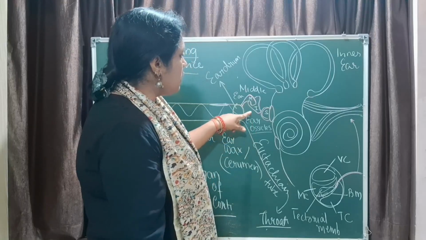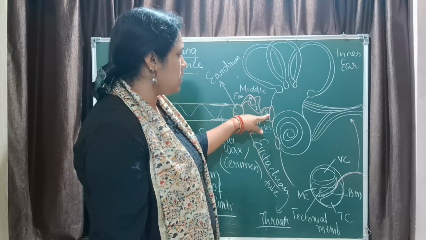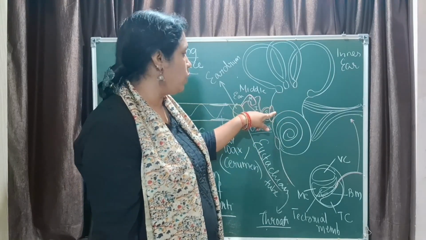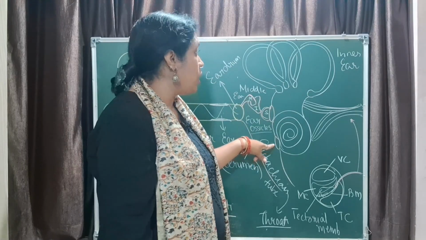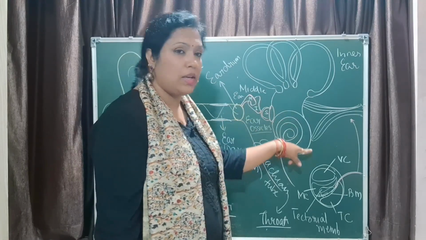Anyway, then there are two windows. The middle ear is connected to the inner ear by the oval window, and there is one more window called the round window, which has a thin membrane and also connects your middle ear to the inner ear.